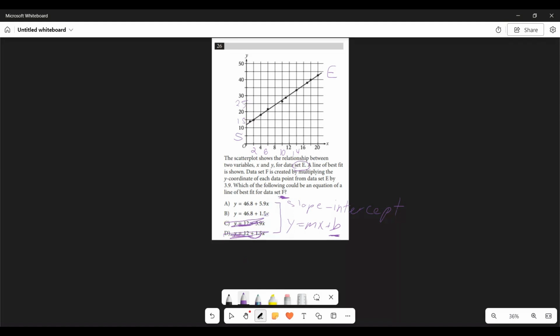So now what we need to do is basically find out of these two which is more likely to be the line for f, right? To do that, we first need to figure out the slope of line E and then multiply it by 3.9, right? Because remember, line f is nothing more than the equation of line E multiplied by 3.9, okay? So let me move the screen over and we'll get started.